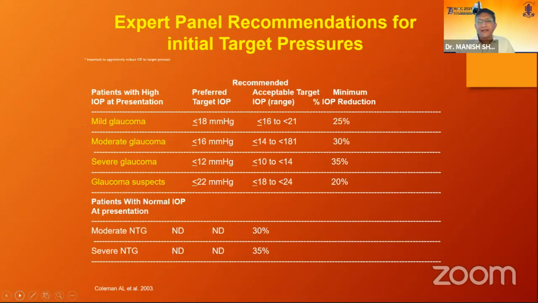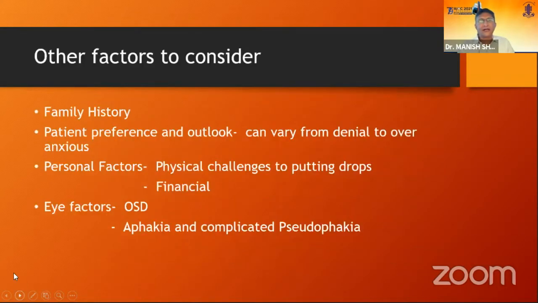But in suspects, anything below 22 is acceptable, even a range from 18 to 24 is acceptable, and just 20% reduction is good. In normal tension glaucoma, you don't have absolute figures, but from the baseline, if the glaucoma is moderate, you will reduce 30%, and in severe cases, you will go for more robust reduction.